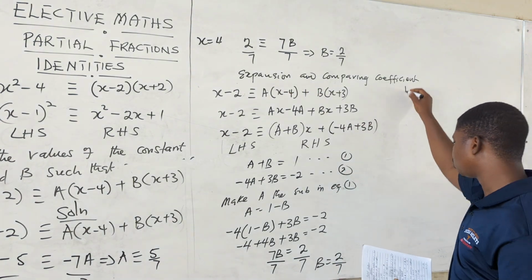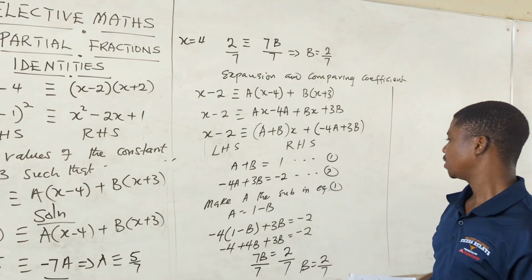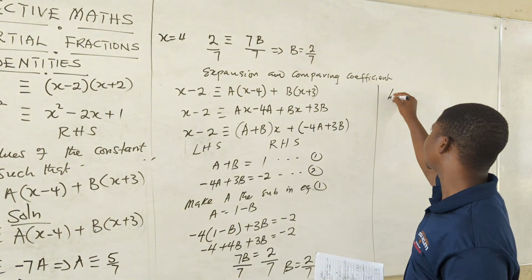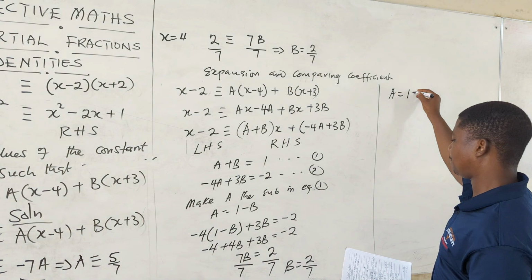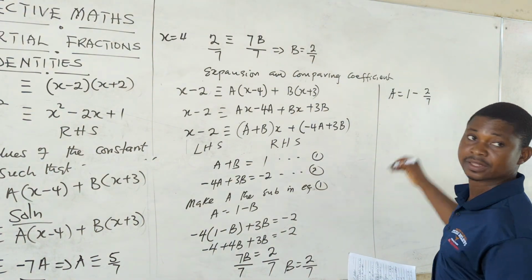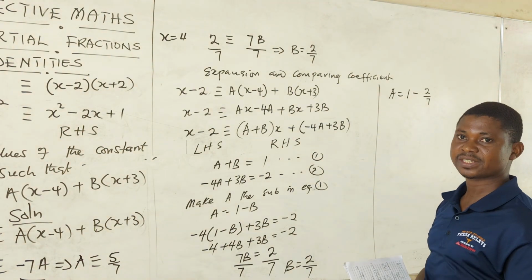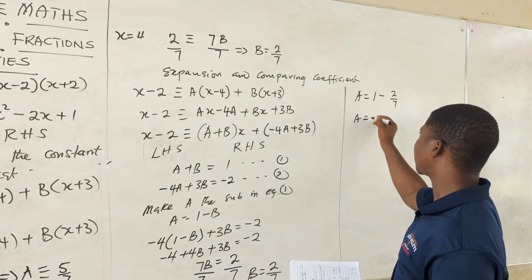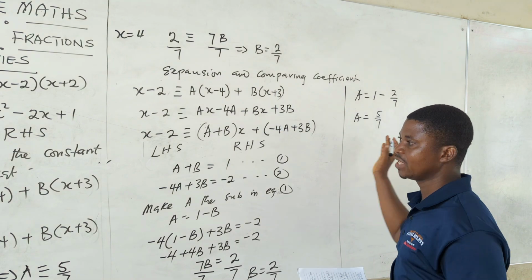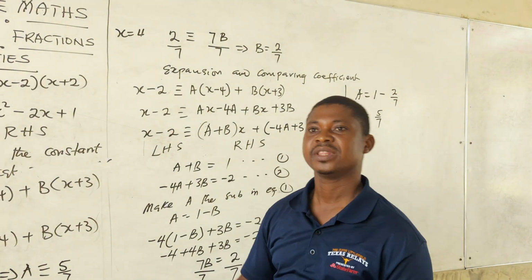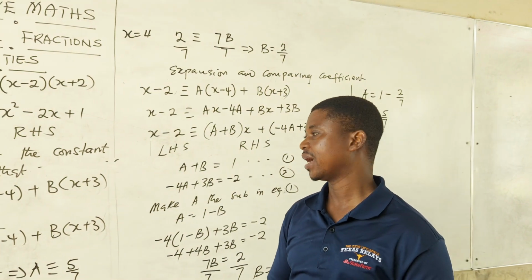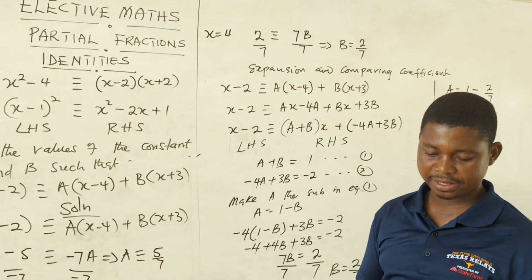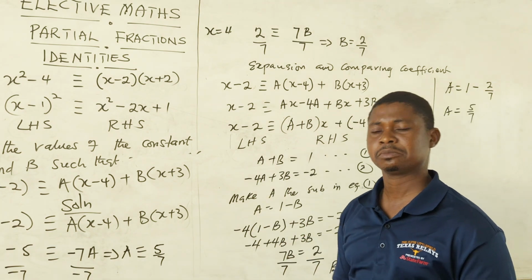So having b as 2 over 7, we can substitute it into this equation to get our a. So a becomes 1 minus 2 over 7. And 1 minus 2 over 7 will give us 5 over 7, or 1 is the same as having 7 over 7. So a becomes 5 over 7. And if you compare this one to the cover-up method, you realize that we are getting the same answers for A and B. So that is one question.